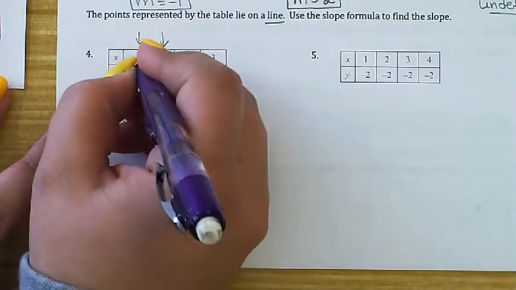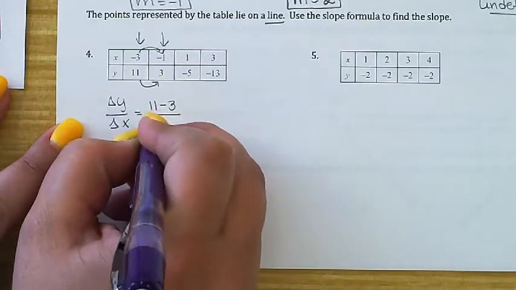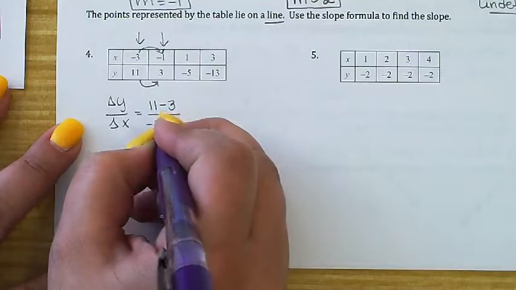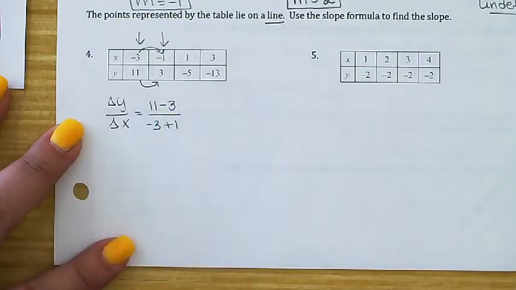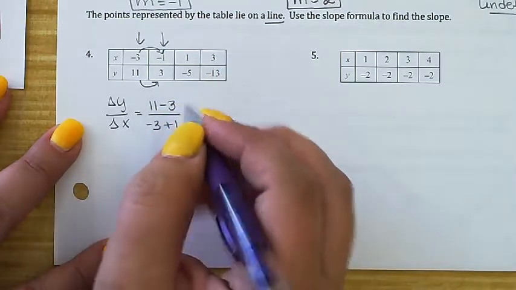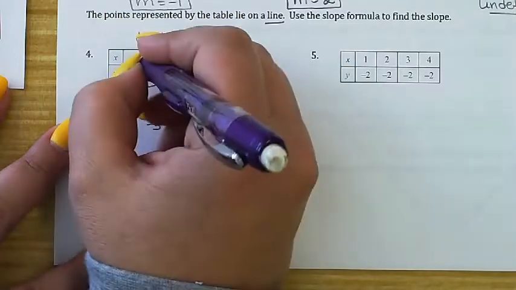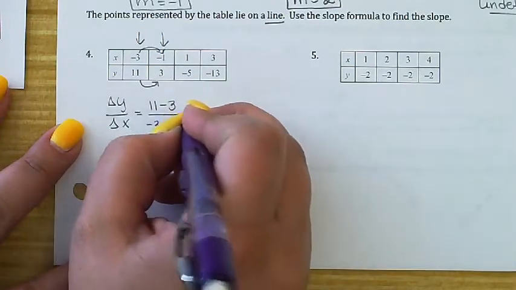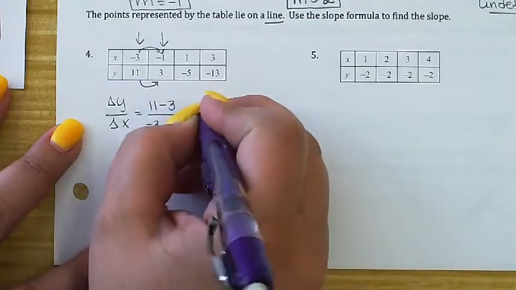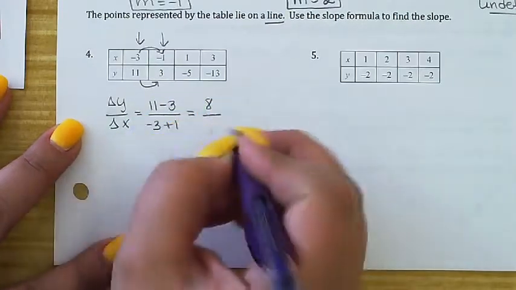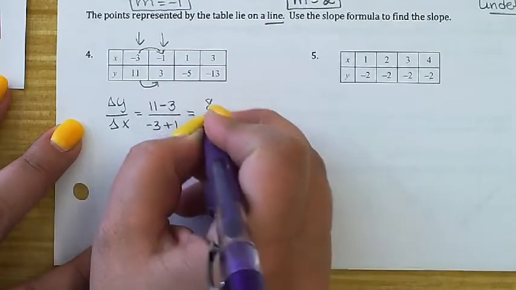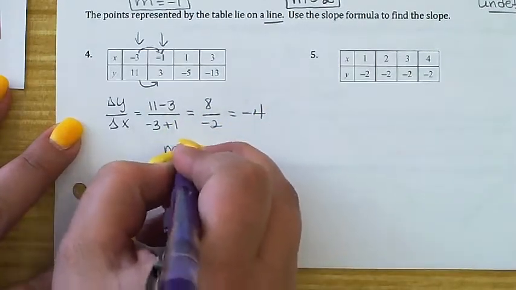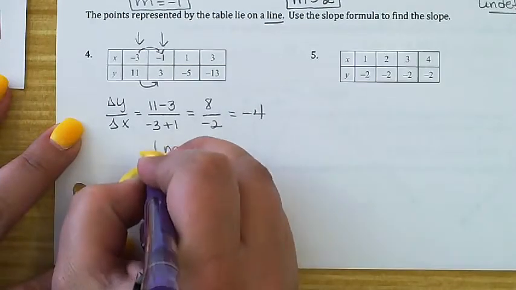So if I started with the 11, then I need to make sure I start with the negative 3x coordinate. And if the 3 was my second y term, then the negative 1 needs to be my second value. Okay? So I'm doing 11 minus 3 and negative 3 minus a negative 1. And minus a negative becomes positive, of course. So 11 minus 3, that's 8. Negative 2 plus 1, that's negative 2. I get 8 over negative 2, which simplifies to negative 4. So I have a slope here of negative 4.